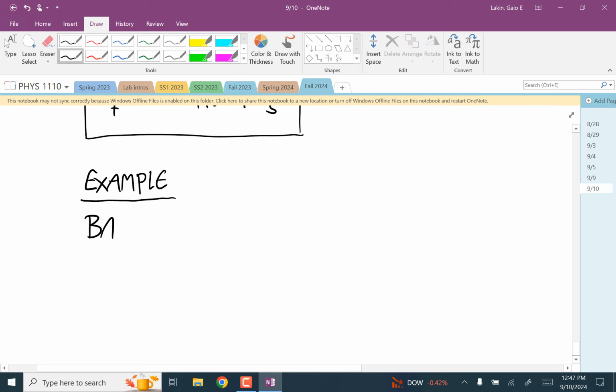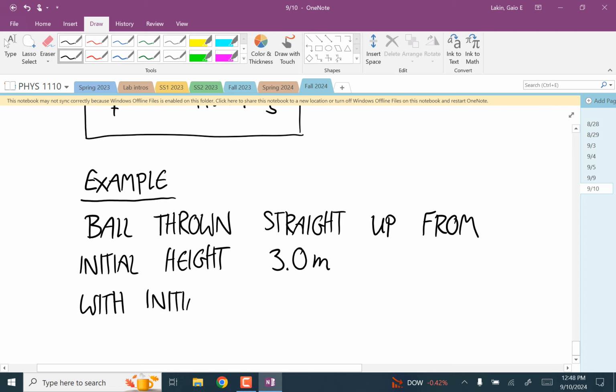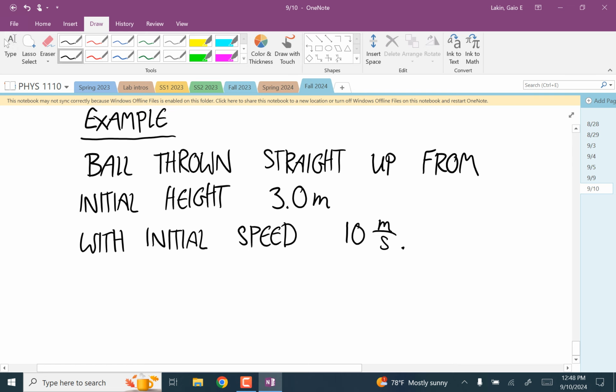So let's say that a ball is thrown straight up into the air, from an initial height of 3 meters, and with an initial speed of 10 meters per second. And we want to know how high is the ball at its highest point? What's the highest point it reaches before it comes back down?